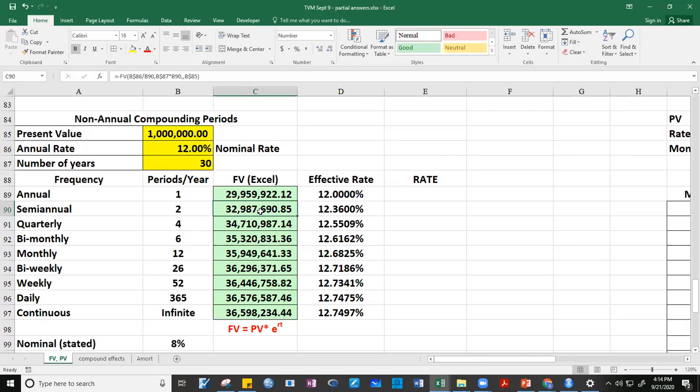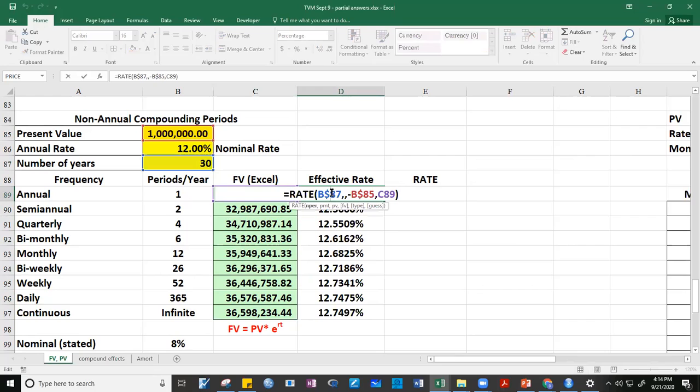Siyempre, mas malaking effective rate nitong mas malaking future value. Definitely. Okay, so how did we get this? So, again, ito, yung B87 ito, this is the number of periods. And the number of periods is 30. 30 years kasi lahat to, no? Then, comma, walang PMT, comma, present value is 1 million. In-negative ko siya para yung future value ko ipapositive ko siya. Hindi dito yung future value. Okay? So take a look at that, Angela, and tell me if that's clear or if you have any questions with that.